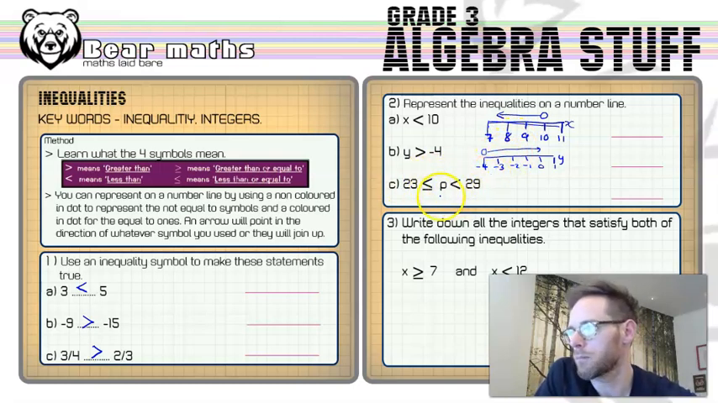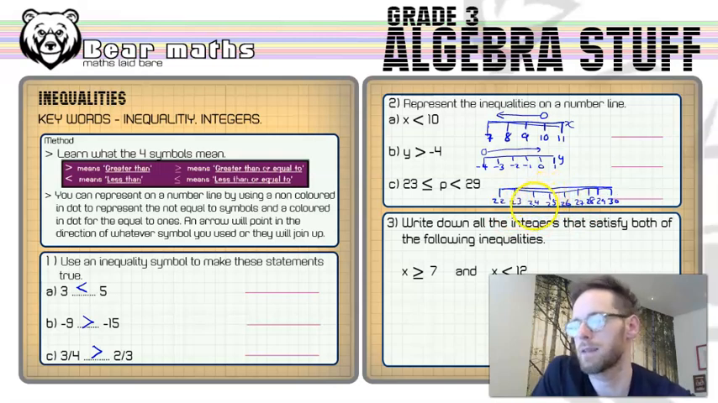Now this one, you got p is between these 2 values, so you definitely need 23 and 29 in there. I'm going to start at 22 and I'm going to go to 30. All right, so 22, 23, 24, 25, 26, 27. Try and do it neatly. 28, 29, and 30. There we go. Horrible. Let's try and make it a straight line. That's a bit better.